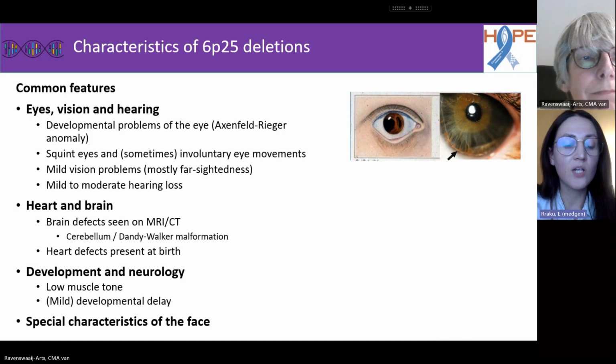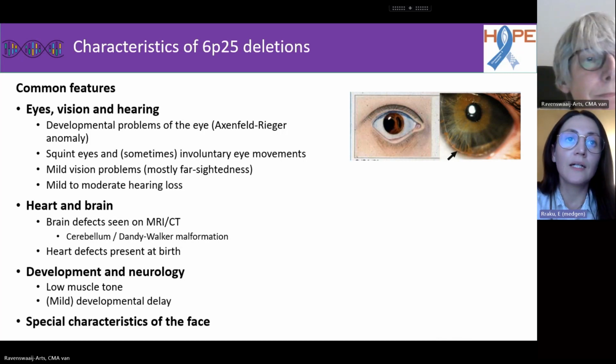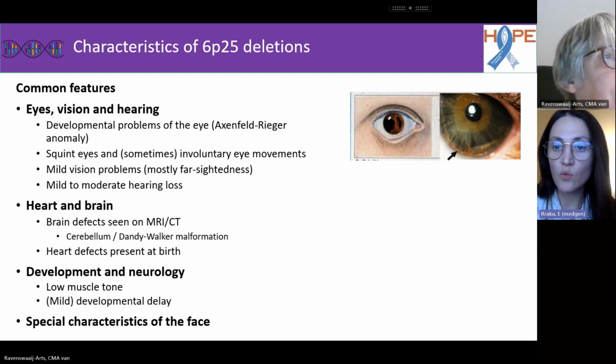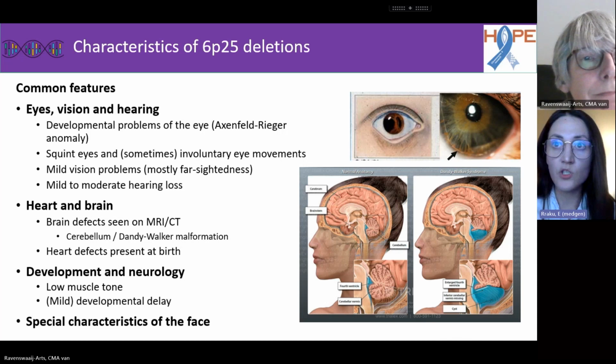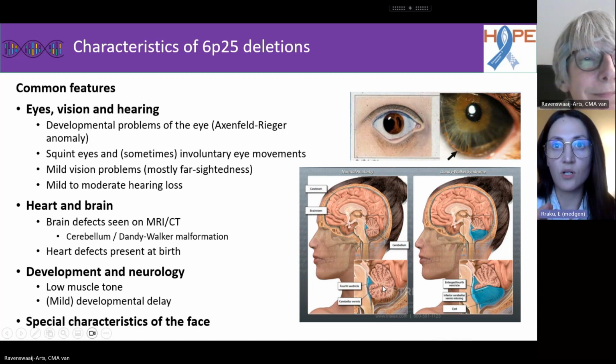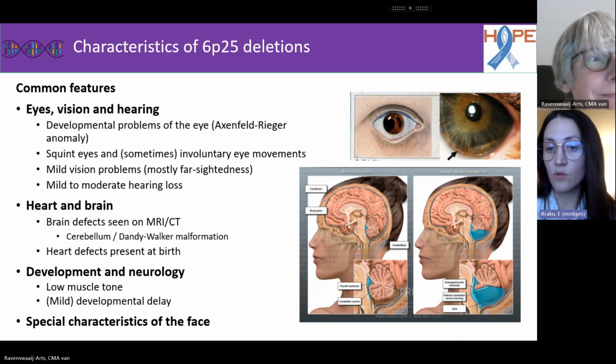Now, on to the second group, which is heart and brain defects. These were seen also in the majority of the group. Brain defects were seen in around 60 to 70% and heart defects in about half. And a very characteristic brain defect in 6p25 deletions is an abnormality called Dandy-Walker malformation, which affects the cerebellum, which is the smaller part of the brain located at the very back. And this part is important for movement, coordination, and balance. On the left side of this image, you can see what a healthy brain looks like without defects.